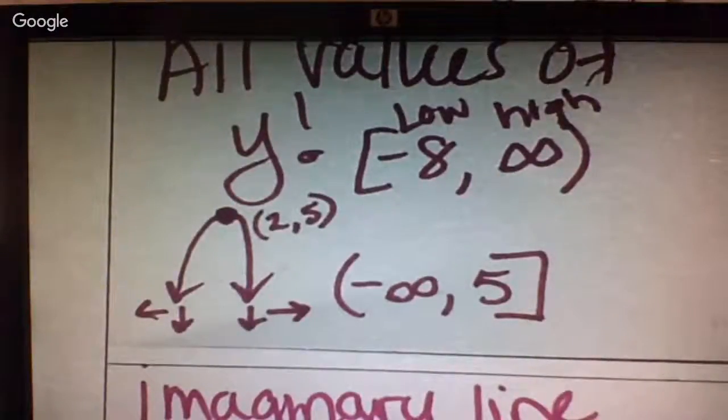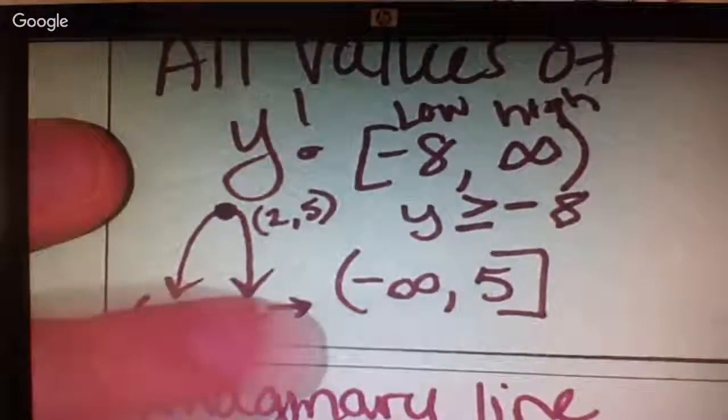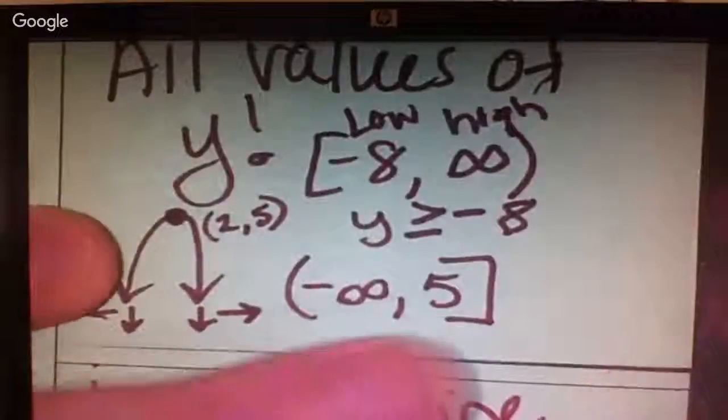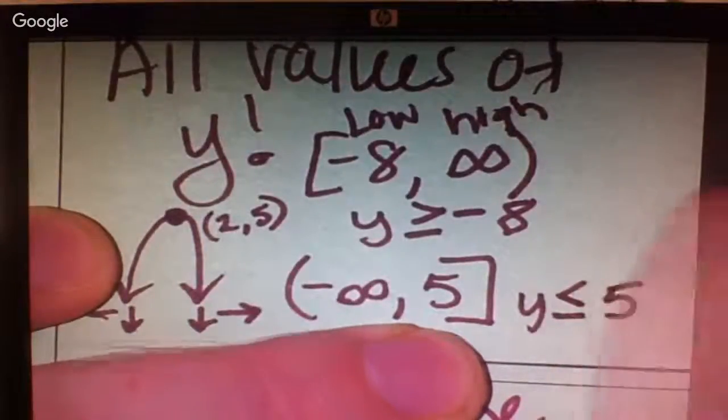Does the vertex always have to have that? Another way you can write these, just like you could write all real numbers, I can write this as y is greater than or equal to -8, because it's going up. Or you could rewrite this one as y is less than or equal to 5.